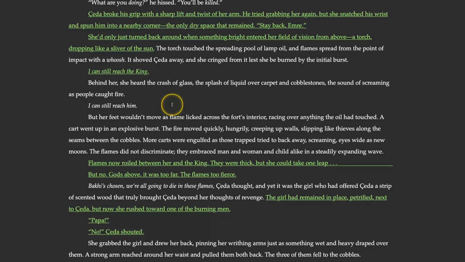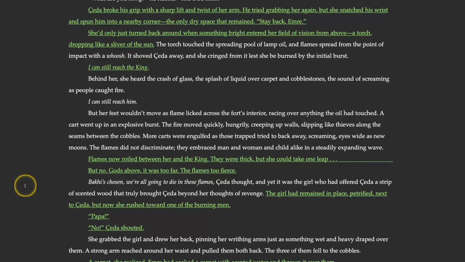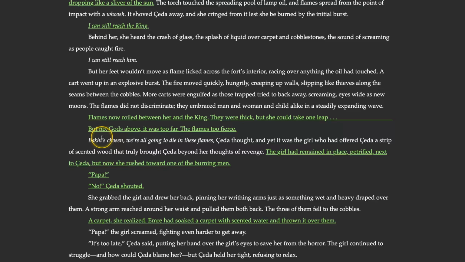But then she realizes it's getting to be too late. She's not going to make it. The fire is moving too quickly, and they engulf people as she watches. So flames now whirled between her and the king, and she's still thinking, maybe I can make one leap. But no, it was too far. The flames were too fierce. And so she realizes she has to give up on that.